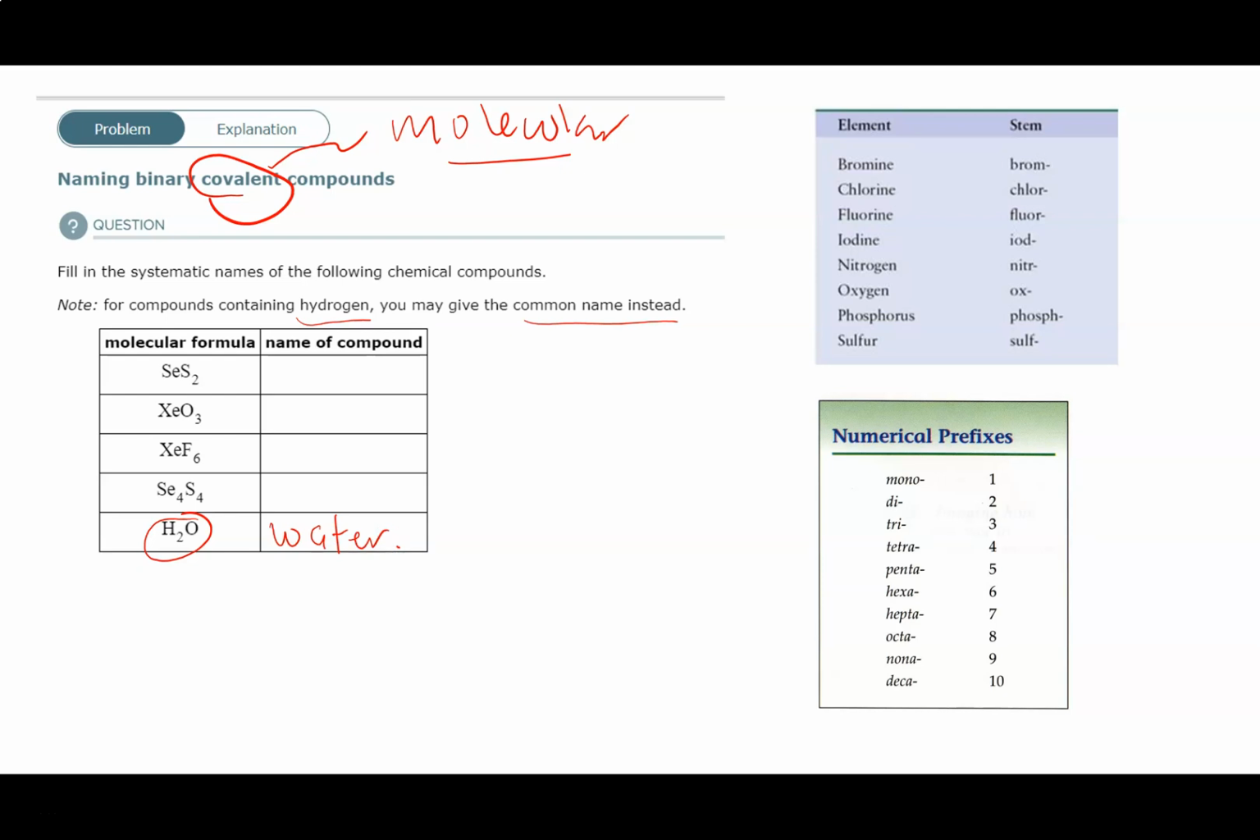We've got SeS2. So we need the name of the first element unaltered, and then the name of the second element. We're going to take the stem name, which is sulf, and change the ending to IDE. So this is going to be sulfide. And then we have to give prefixes to indicate the number of each type of atom in the formula. Remember, we don't use mono for the first atom, so we don't need anything there. And then we have two sulfurs, so our prefix must be di. So this guy is going to be selenium disulfide.